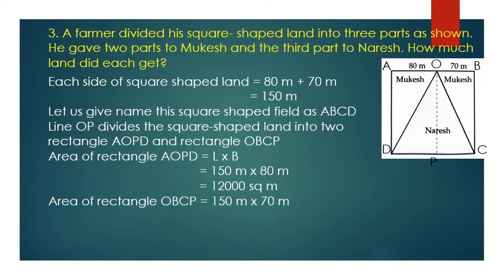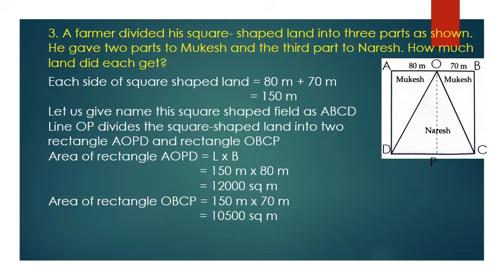Now children, the area of rectangle OBCP is equal to length multiplied by breadth. And what is the length of this rectangle? It is also 150 meter. And what is the breadth of this rectangle? It is 70 meter. So 150 meter multiplied by 70 meter is equal to 10,500 square meter.